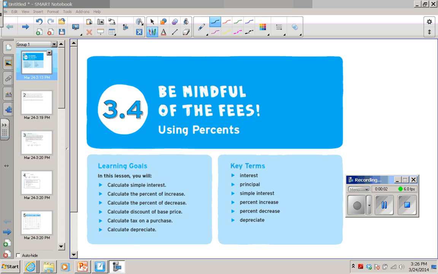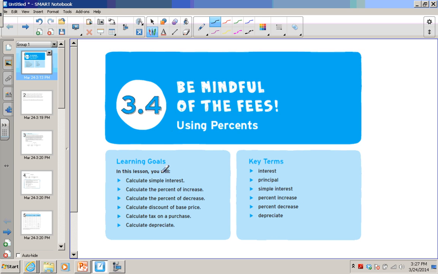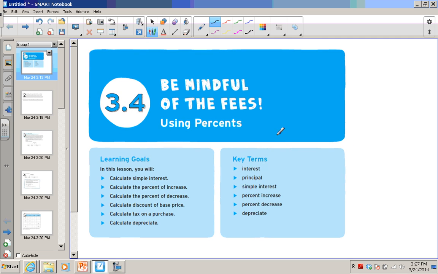Okay, this is lesson 3.4, be mindful of the fees. And it's all about using percents. So in this lesson, we will calculate simple interest, calculate the percent of increase, calculate the percent of decrease, calculate discount of base price, calculate tax on a purchase, and calculate depreciation. The key terms are listed here.